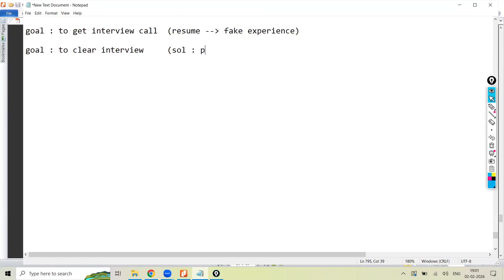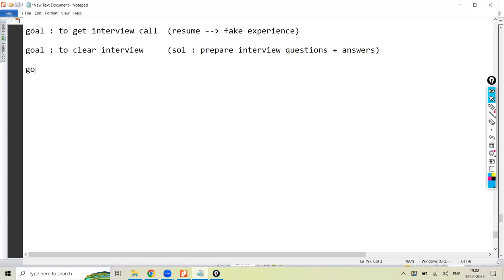Solution is to prepare interview questions. Take all the interview questions from Google or somewhere, and get the maximum number of interview questions with answers. Interview questions only are not sufficient, answers also. Question, answer. Question, answer. Now what is their goal? To clear the interview. They will clear it, finally.